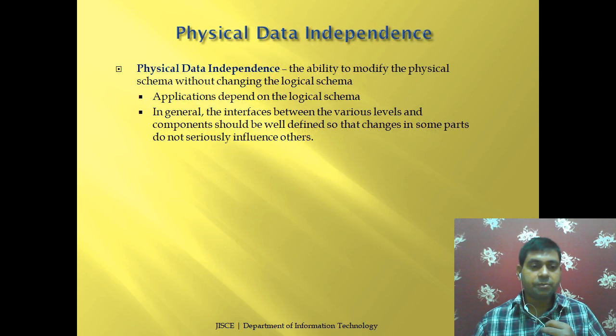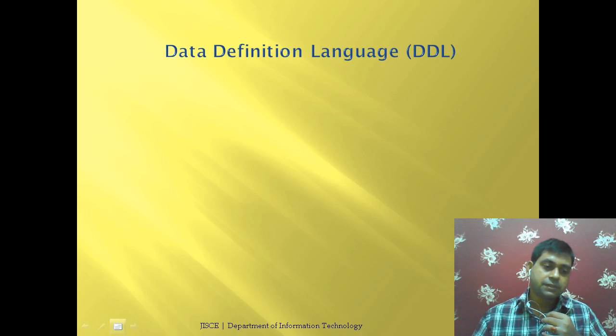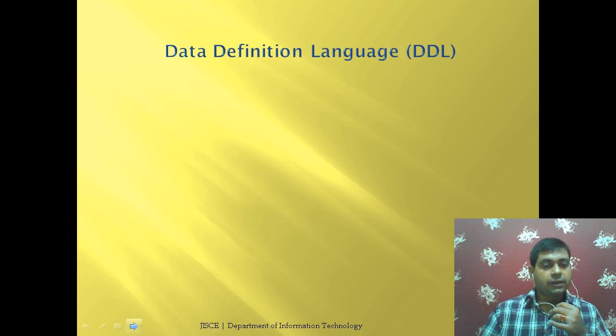Now physical data independence and logical data independence, these 2 things we should understand. Physical data independence means if we change anything in the physical level, then that will not hamper the logical level or layer. So that is called physical data independence. Whereas if we make any change in the logical layer, it will not hamper the other layers. So that is called logical data independence. So we understand that there are 2 types of data independence: one is physical data independence and another is logical data independence.